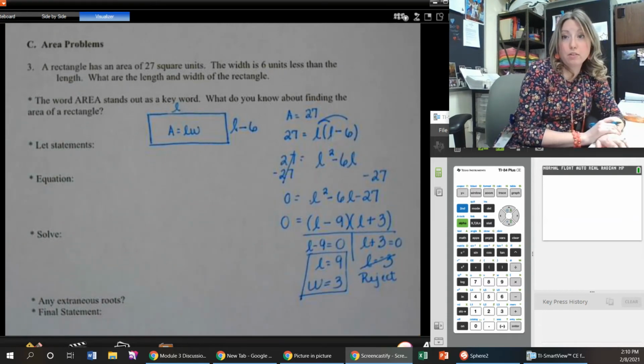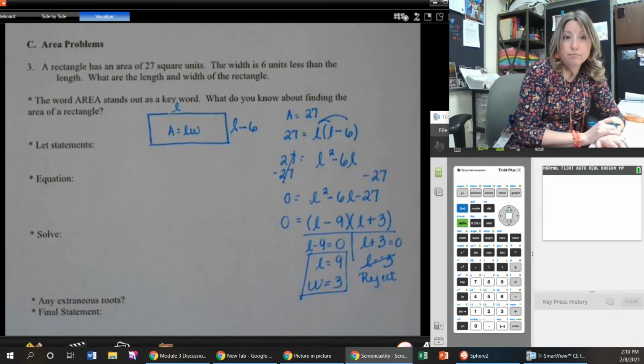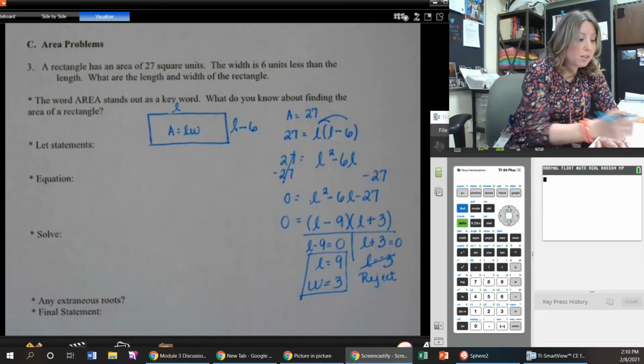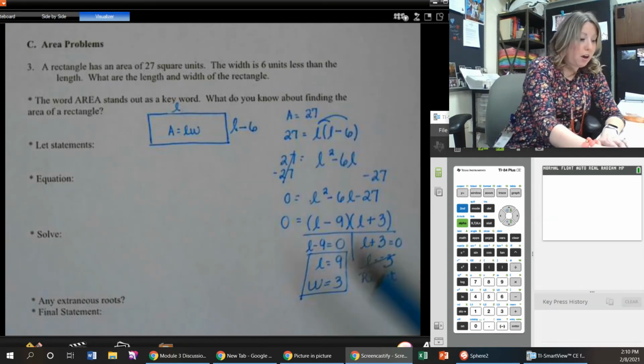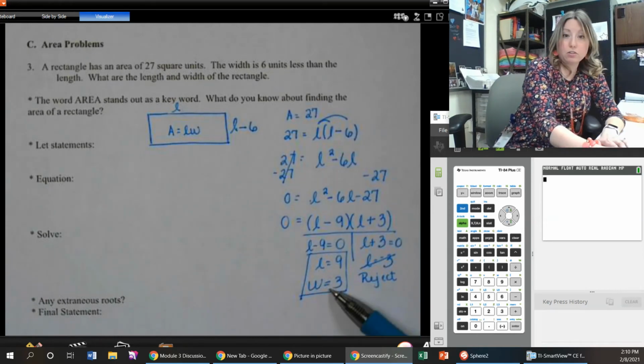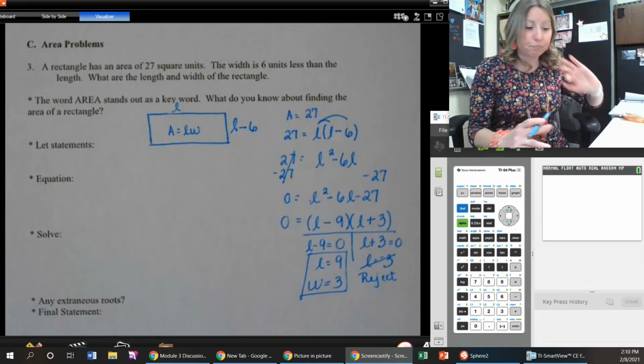Length times width, 3 times 9 is 27. There you go. Because I needed to know what are the length and the width, I made that very clear in my final answer. Made that very clear with my final statement.